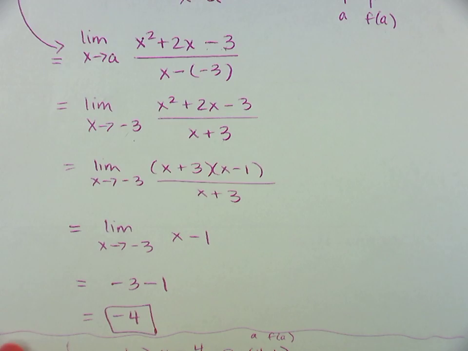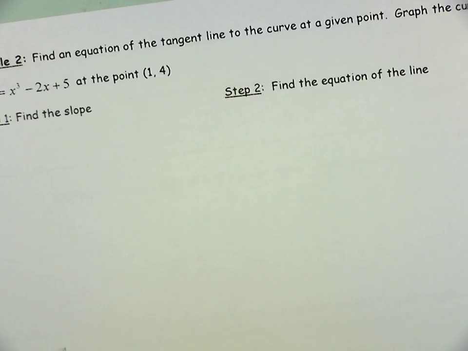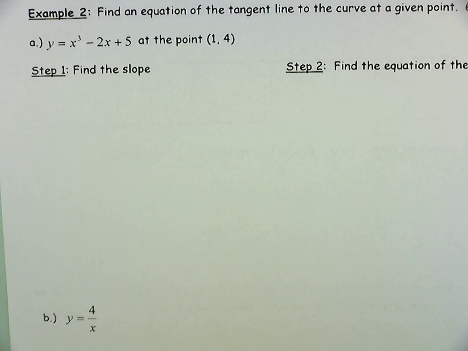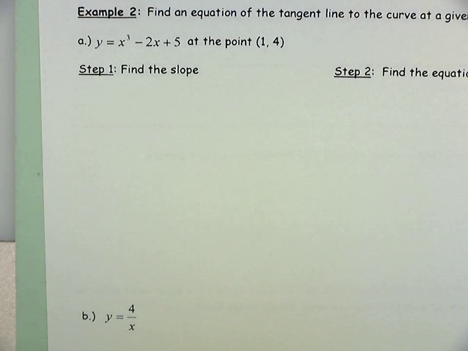And the backside should look familiar, because when did you see it? You saw this yesterday, right? Okay, so this was the page that was accidentally in your notes yesterday. So for example 2, we're going to find the equation of the tangent line to the curve at the given point, and then we're going to graph the curve and the tangent line. So this is our equation, and then it gives us our point. Okay, our point is 1, 4.